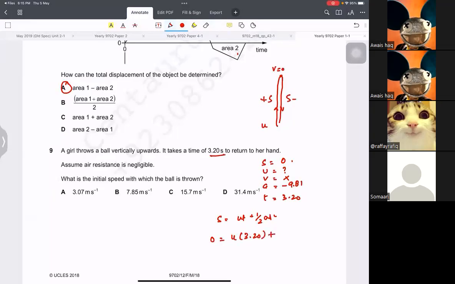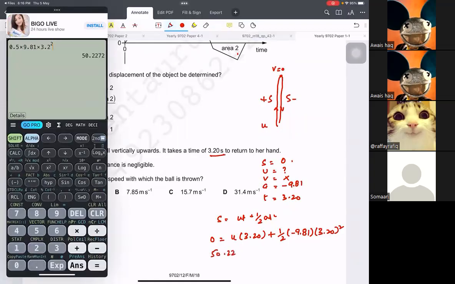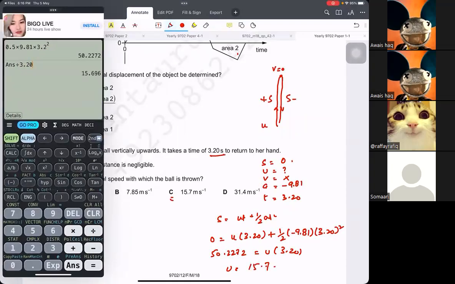U times 3.20 plus half times minus 9.81 times 3.20 square. So I have another method too. Let's try that too. So 0.5 times 9.81 times 3.2 square, so it's 50.2272 equals U times 3.20. So U will be divided by 3.20, 15.7. So this has to be the answer.